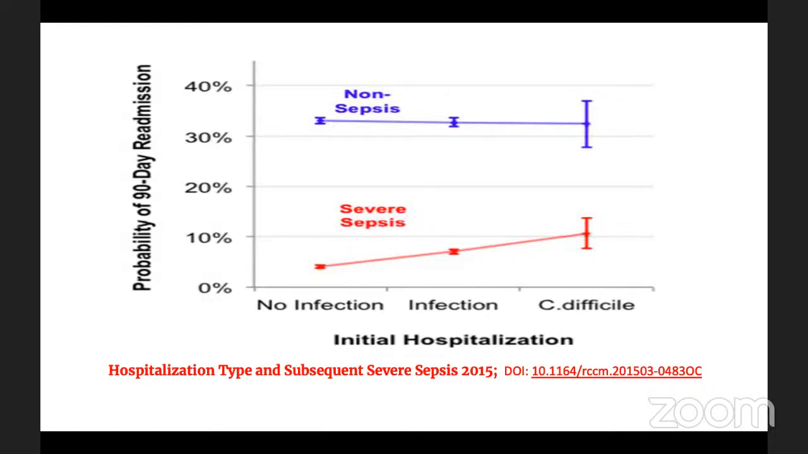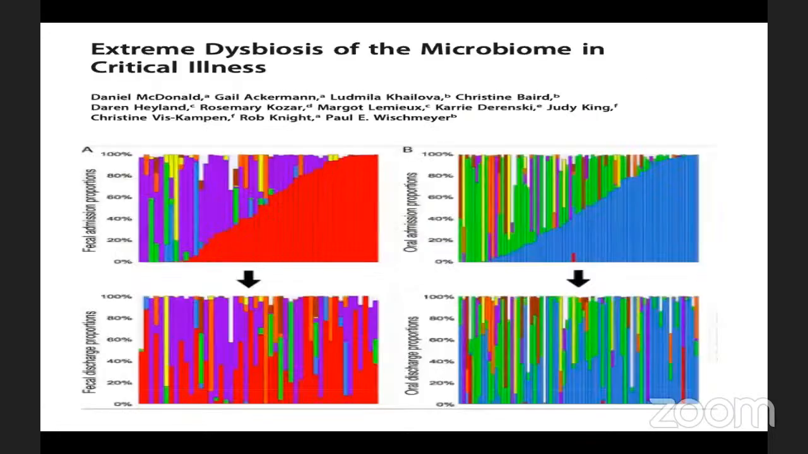Patients that had been admitted with no sepsis had an almost consistent probability of admission for the 3 different predispositions, whereas patients that had been discharged following severe sepsis had a consistent rise in the probability of being readmitted with their 3 different exposures. What causes these predispositions is actually multifactorial, but antibiotics also play a role.